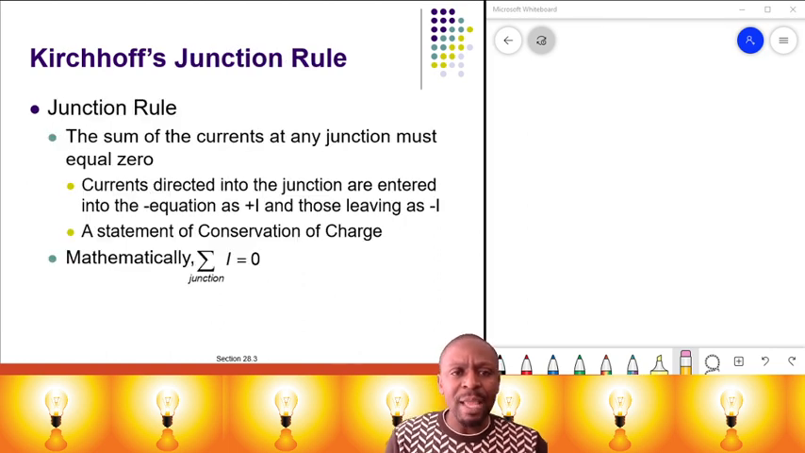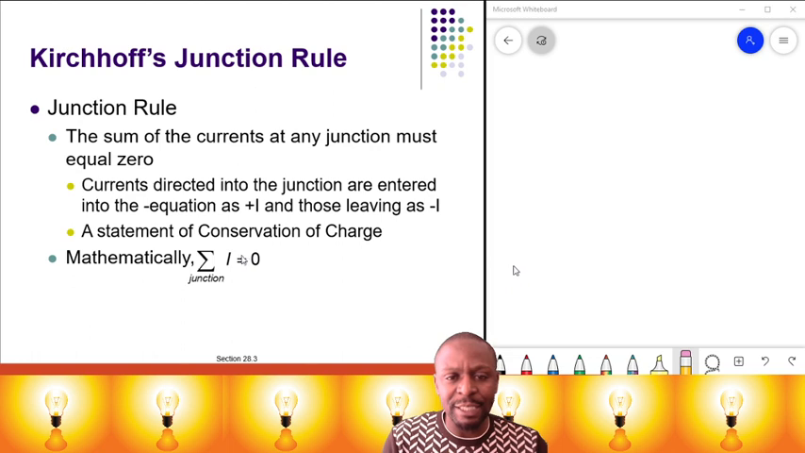Now the first rule of Kirchhoff's rules is the junction rule. The sum of the currents at any junction must equal 0. Currents directed into the junction are entered into the equation as positive current, and those leaving the junction as minus I. It is a statement of conservation of charge, of course.